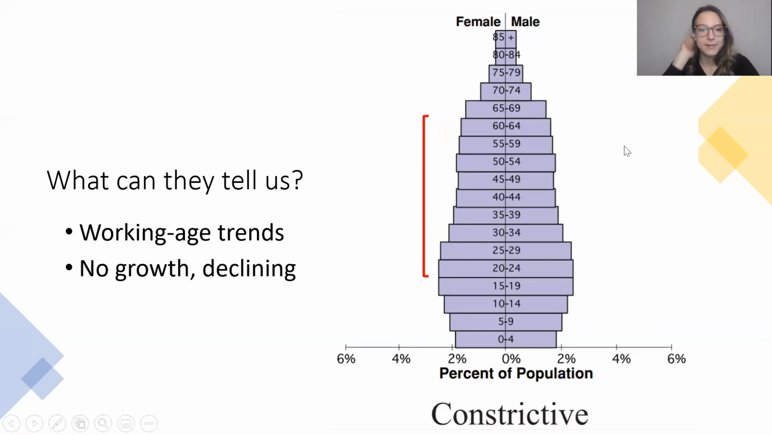Now, what else it tells us is that there's likely no growth happening, or if there is, it's at a very slow and steady pace, similar to the stationary population pyramid. And we can tell that just by seeing here that there's a very small proportion of the population in these very young age demographic groups.